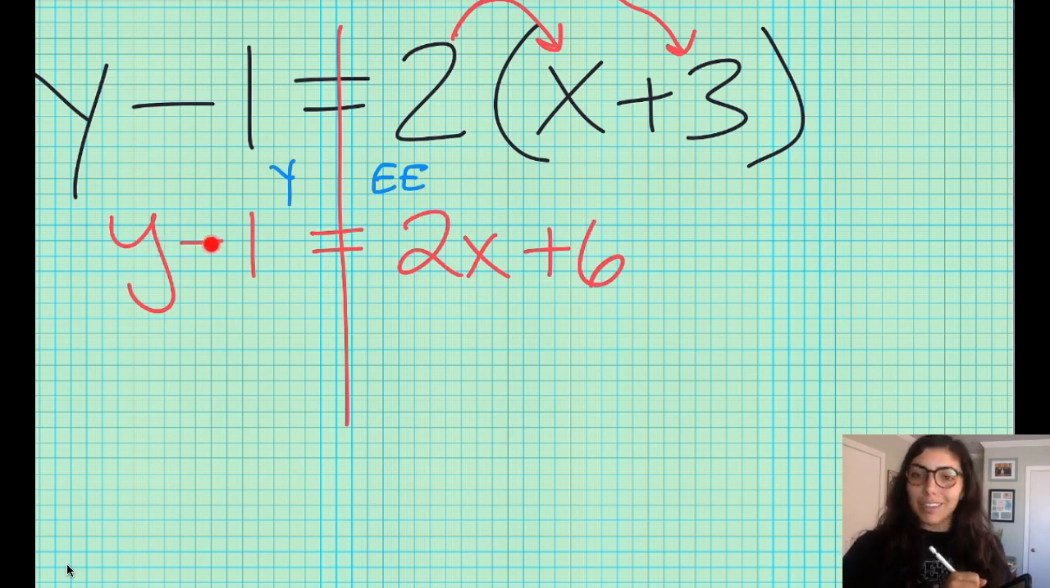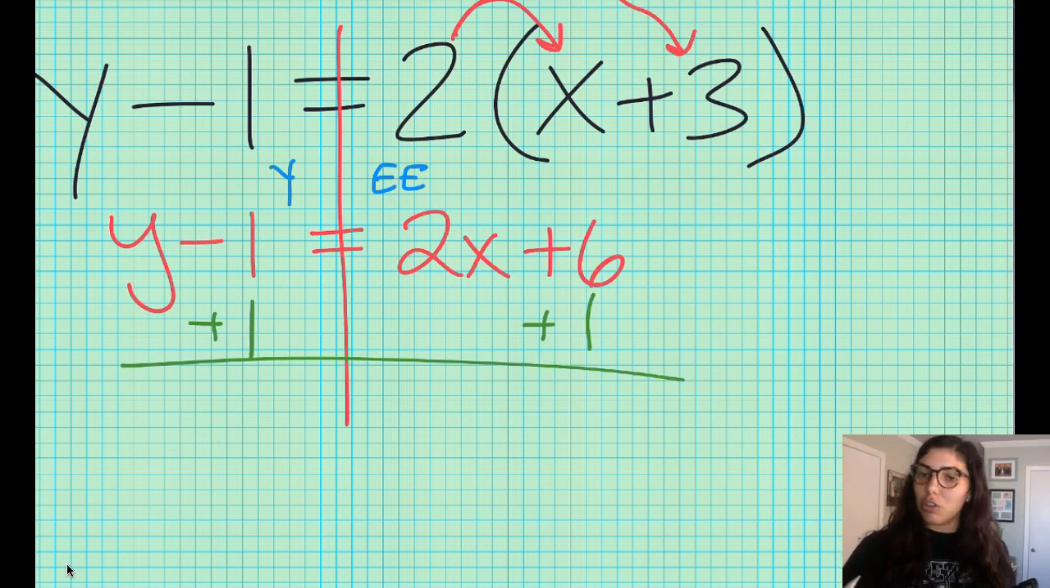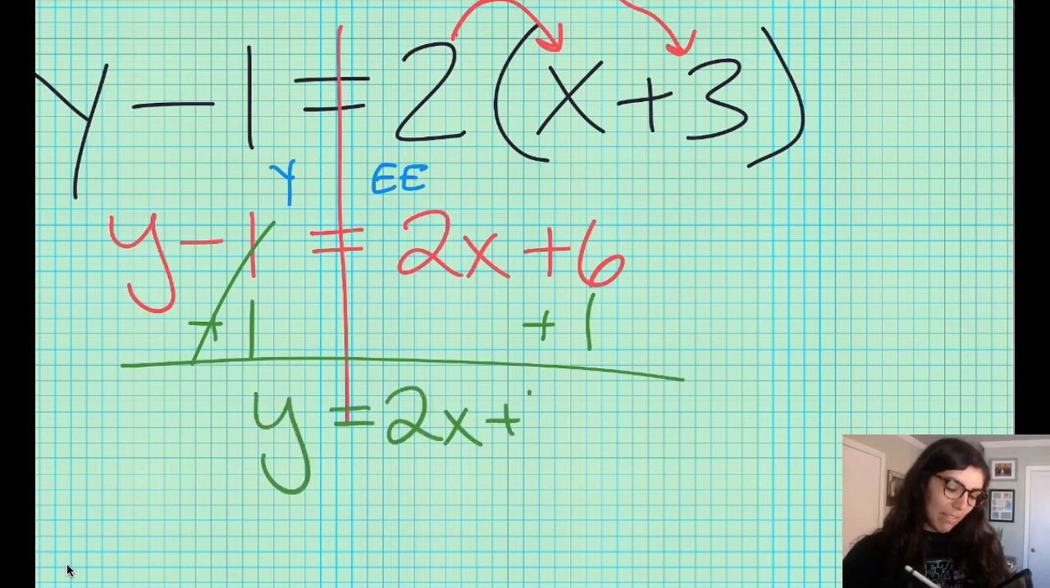This negative 1 right here does not have a y attached to it, so it needs to move. The opposite of subtracting 1 is to add 1. Now I need to add 1 to the other side to balance this out, but do I put the 1 underneath the 2x or underneath the 6? I put the positive 1 underneath the 6 because those are like terms. They're just regular good old-fashioned numbers. Inverse operations cross that out, and we'd have y equal to 2x plus 7.